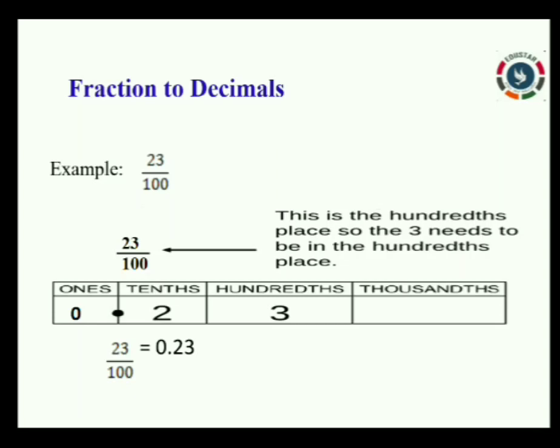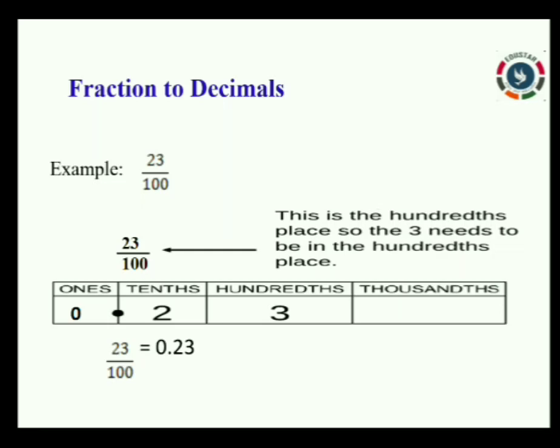Already you know how to convert decimals to fractions, right? Now we are going to convert fractions to decimals. Okay. Take the example 23 by 100. Check your denominator. Your denominator is 100. So your last digit should be in the hundredths place. So check the last place. 3 is your last digit, right? So 3 should be in the hundredths place.